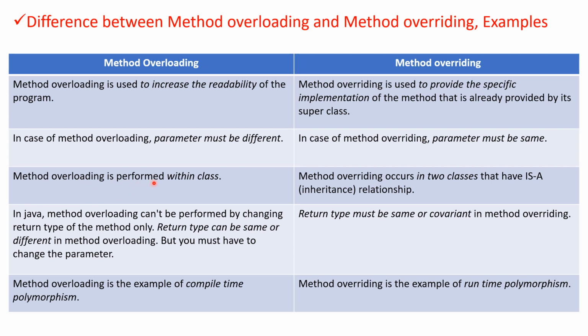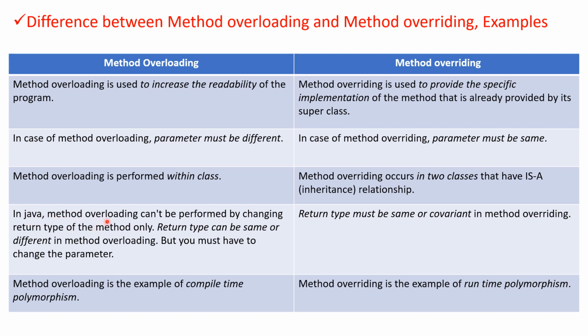Method overloading is performed within the class, whichever class we are going to use, only in that class will we perform it. Method overriding occurs in two classes that have an is-a relationship, meaning inheritance. So mainly it will occur in two different classes when we are dealing with a relationship between the classes. That is where we see method overriding.